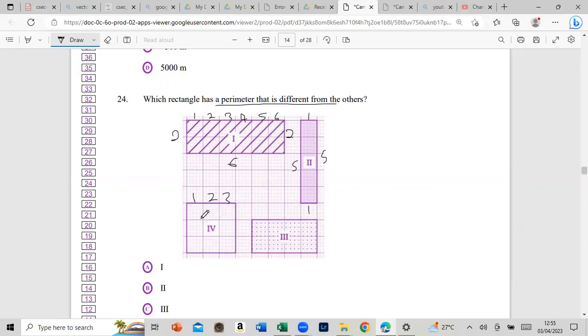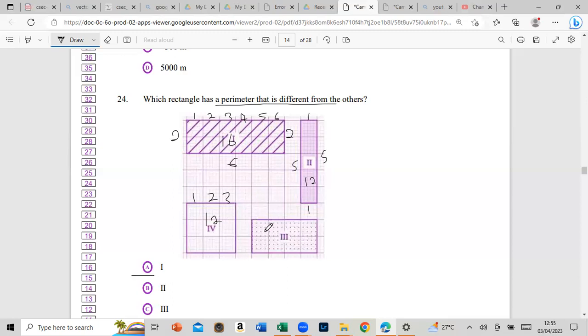So this one, the perimeter is 12. For this one, it's 12 also. But for this one would be the answer, because you have 6 plus 6, 12. 12 plus 4, 16. So the perimeter will be 16 for this one. So it would be A.